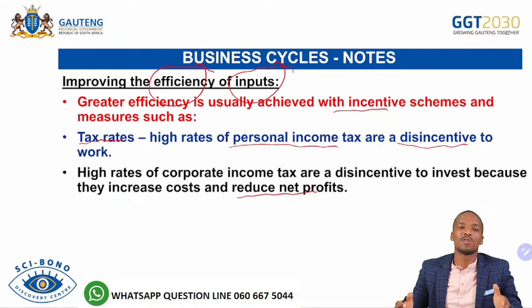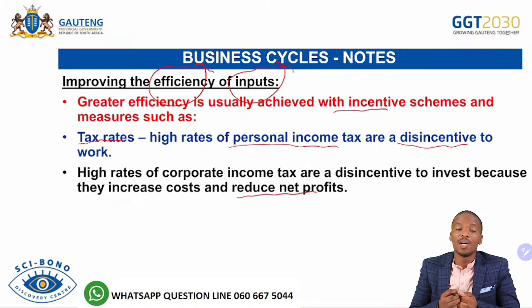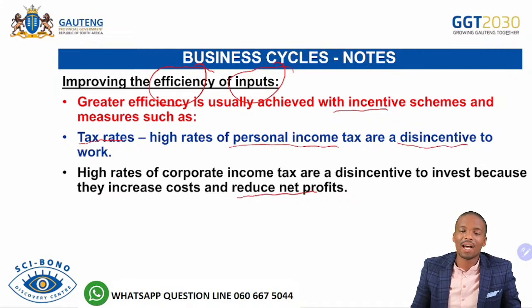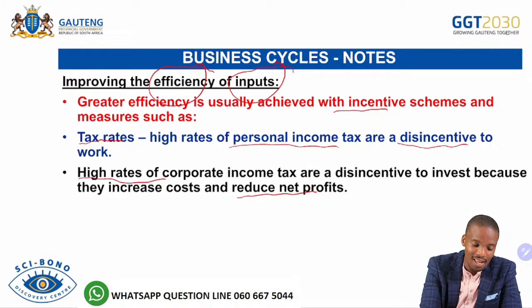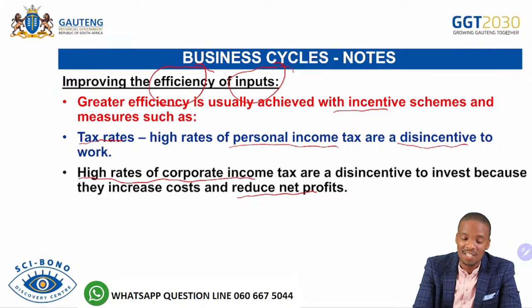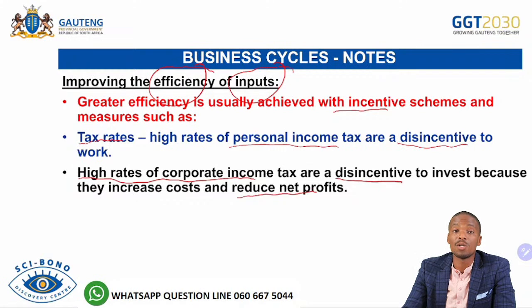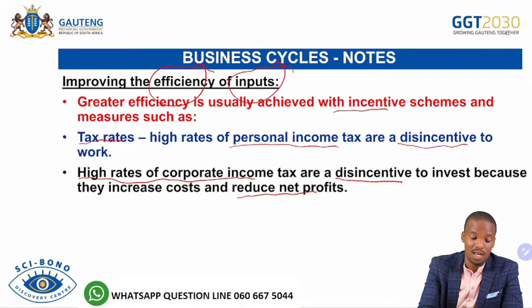You won't see the true value of why you should continue supplying this particular product, because you're paying too much tax on it. And therefore, I will rather do what? Discontinue the supplying of that product. That is why we see high corporate income tax as a disincentive to invest. Reason being, it increases the costs but reduces the what?